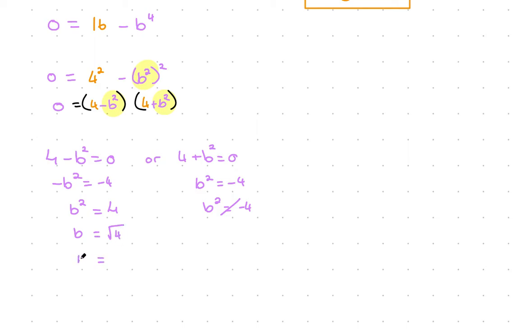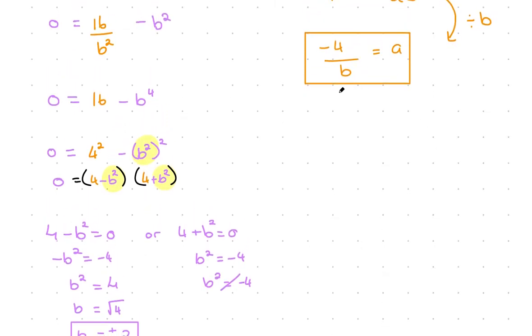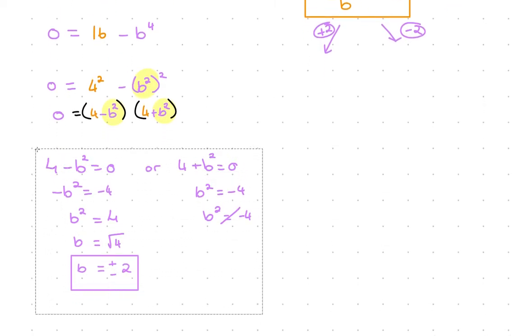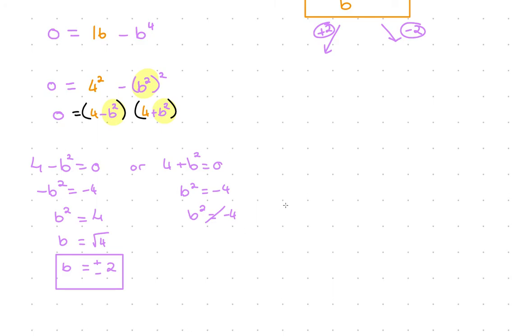And there's actually two solutions to that. We could have plus 2 or minus 2. So now that I have b, I can figure out what a is. So I go right back up here, and there was two options there. We had plus 2 and we had minus 2. Okay, so we're going to fill in both of those scenarios. And I'm just going to move this slightly over so we've got plenty of room to write this out.